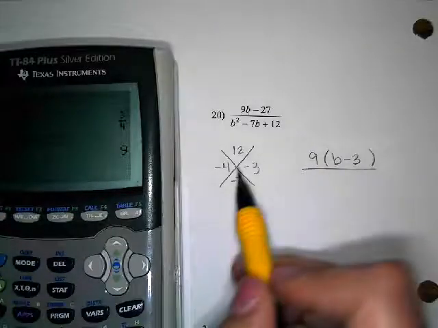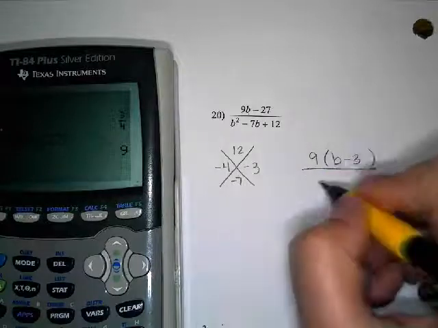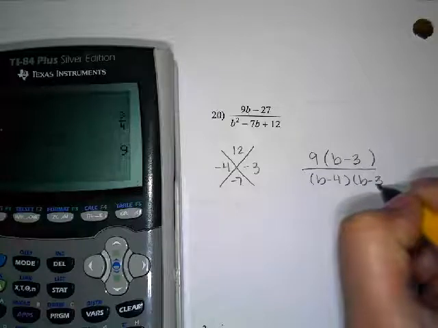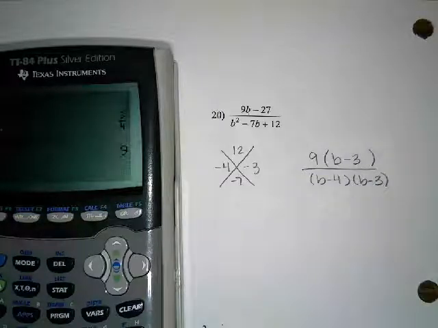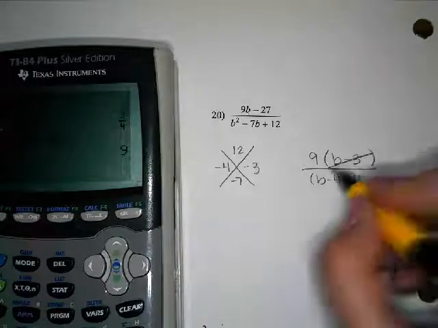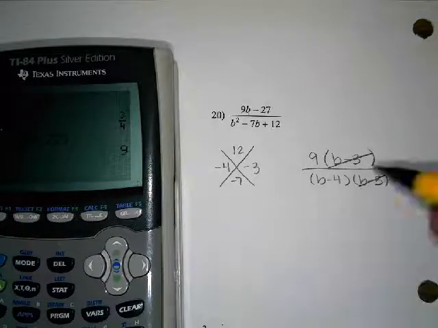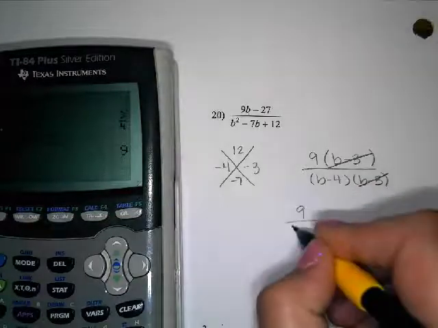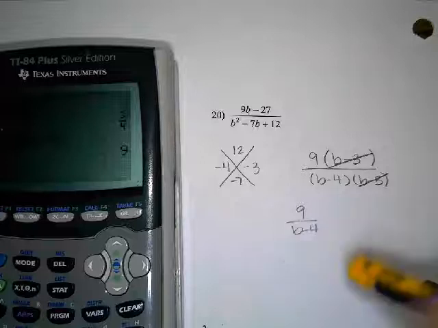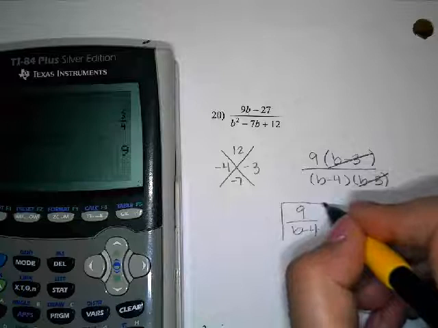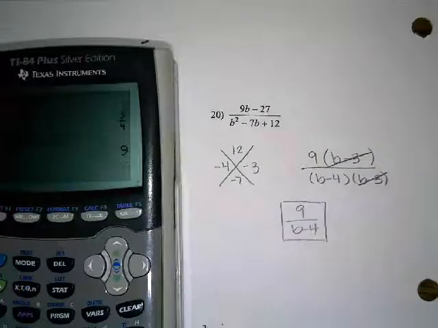Okay. And then what is identical? The b minus 3s are identical. And then the stuff that wasn't identical is left over, and that's your answer. Okay, we good? Go ahead and work on that. I'll get your guys' test back.